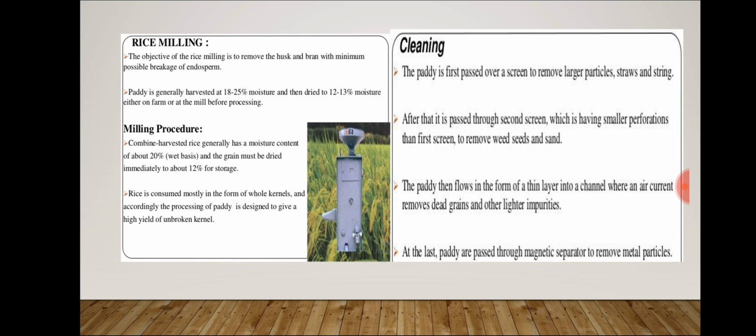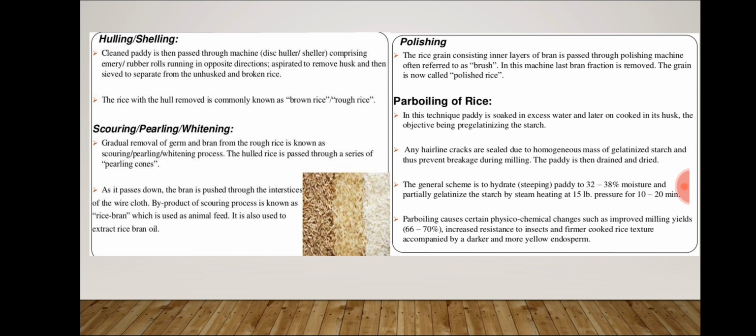Paddy then flows in the form of a thin layer into a channel where an air current removes dead grain and other lighter impurities. At the last, paddy is passed through a magnetic separator to remove metal particles.